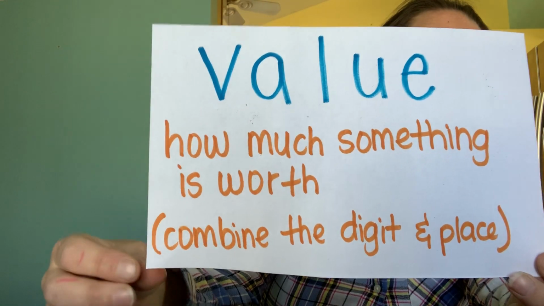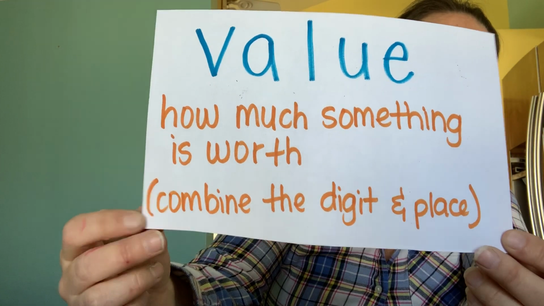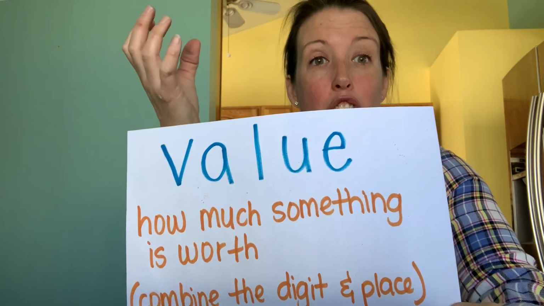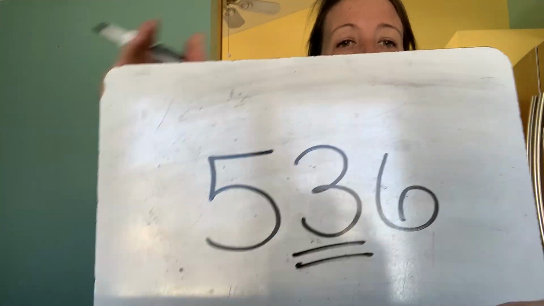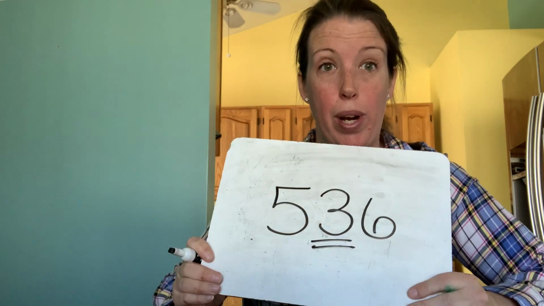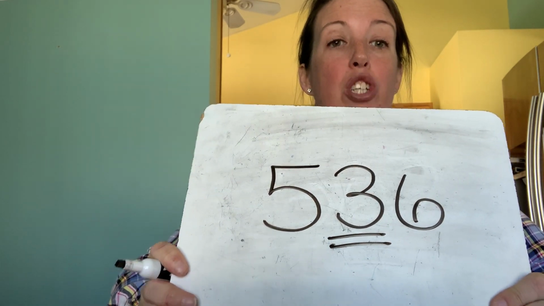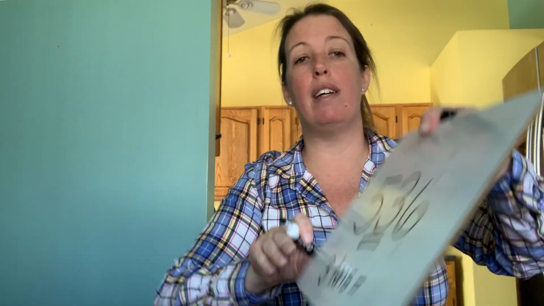So to find the value of a digit, of a number, you're going to actually combine the digit with the place. For example, if I have the number 536 and it wants to know the value, you're going to take the digit, which is 3, and the place, which is tens. So if I have 3 tens, my digit and my place, the value is 30.